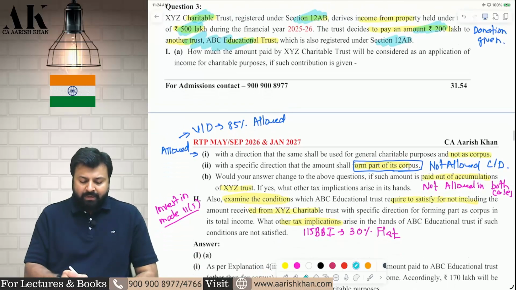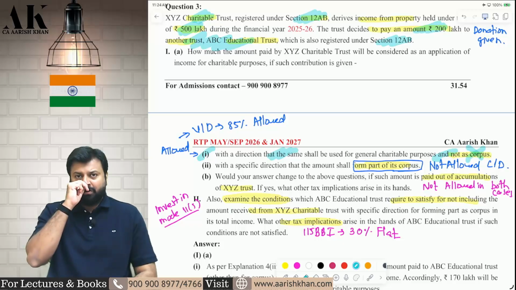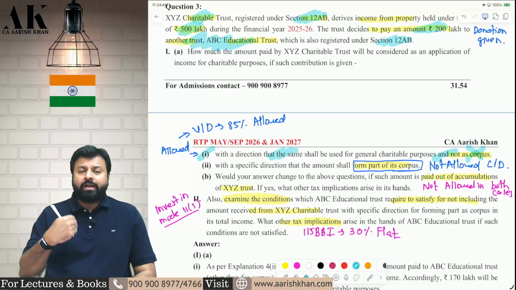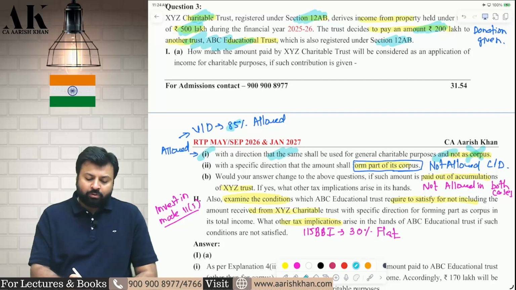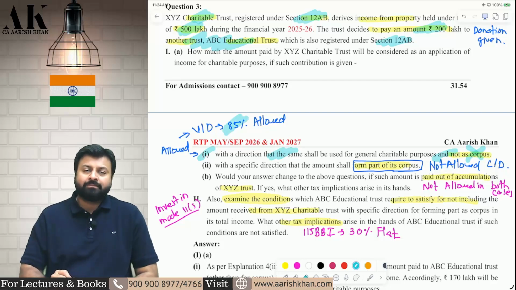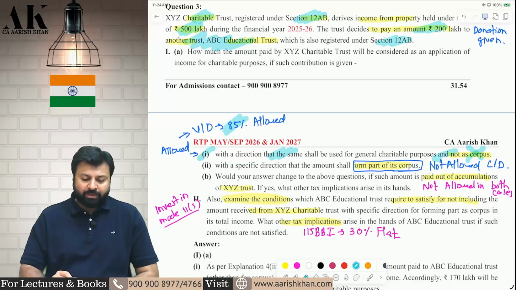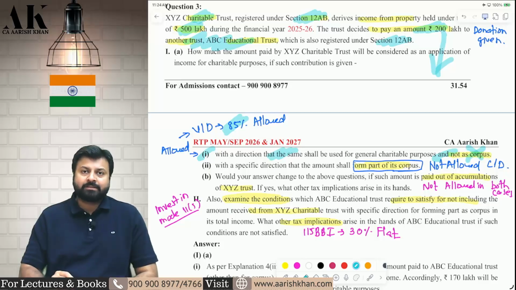Circumstance number 1: if it is given as a general donation, not as a corpus donation. So if it is given as a voluntary donation to another charitable trust registered under 12AB, not as a corpus donation, is it allowed? The answer is yes, it is allowed. Voluntary donation given to another charitable trust registered under 12AB or 10(23C) is allowed, provided it is only allowed to the extent of 85% of donation given. You will not get more than 85%. If you are giving a donation of 200 lakhs in this case, you will get 85% of 200 lakhs, that is 170 lakhs.